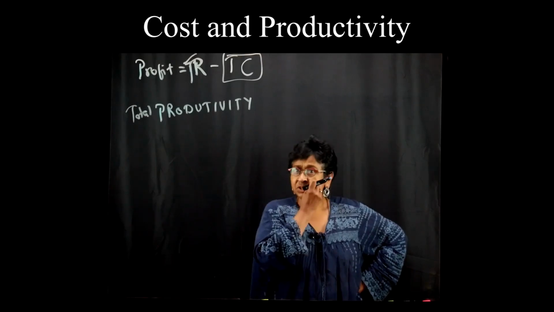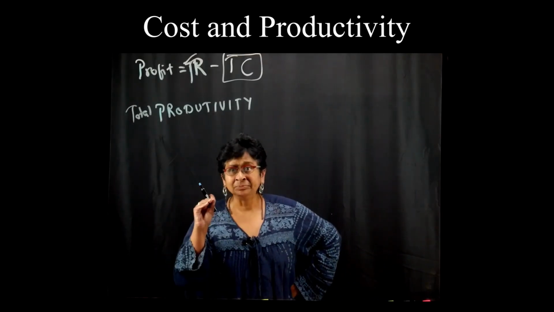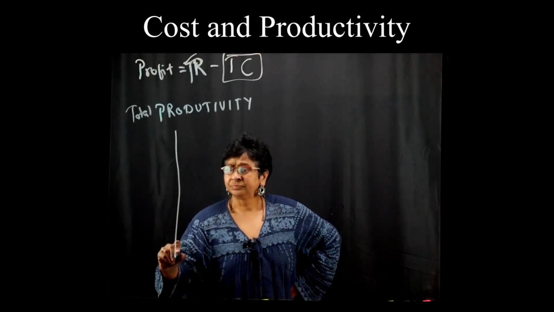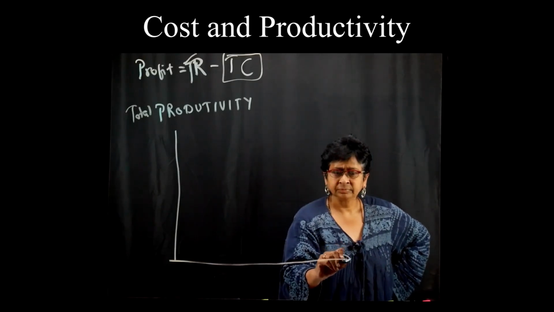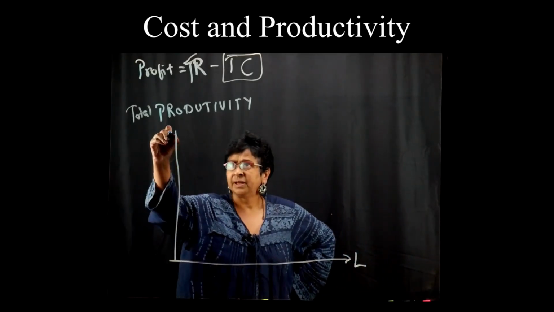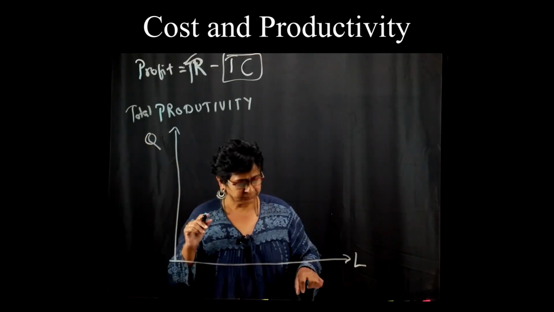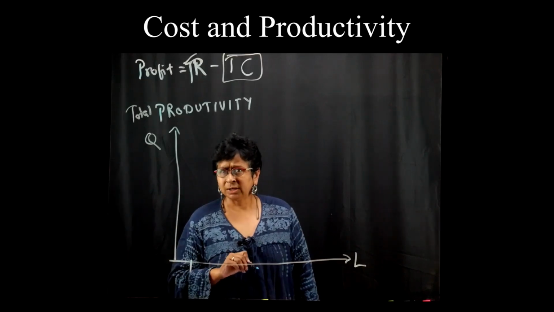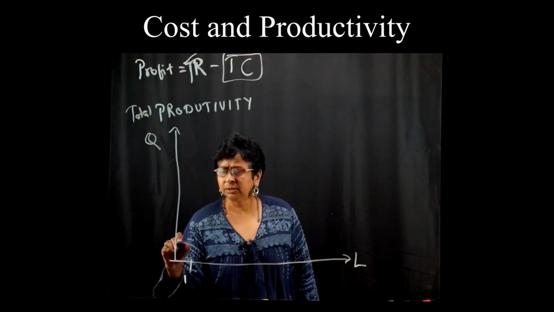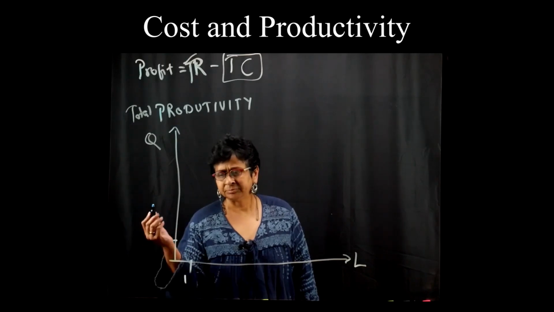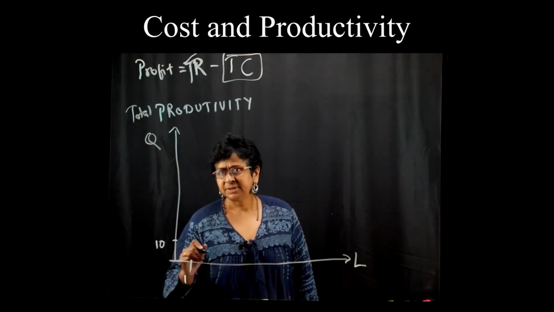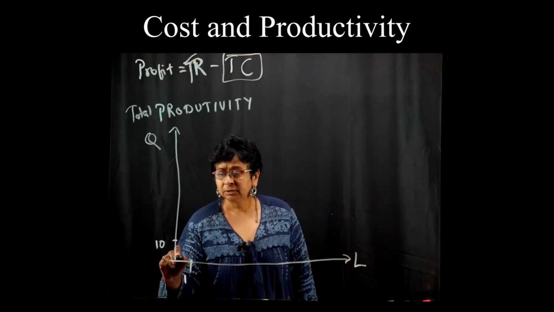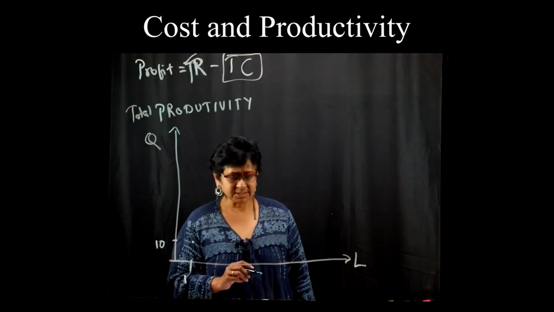So here is something to keep in mind. Initially, let us say I'm going to put labor here, and I'm going to put output here. So initially, let us say I got 1 worker, right? This is 1 worker, and this person made 10 sandwiches, right? So over here, no workers, no production; 1 worker, 10 sandwiches.